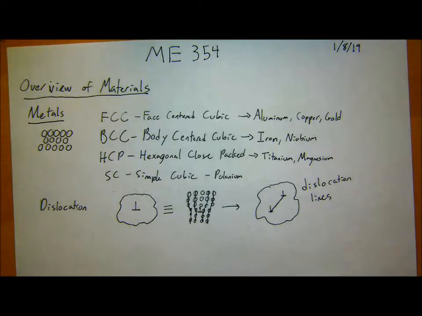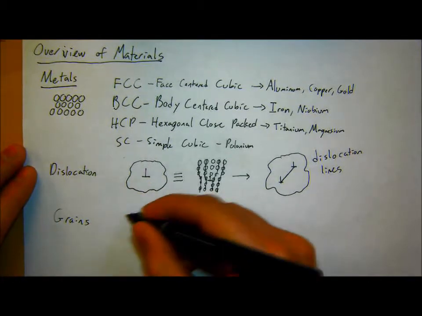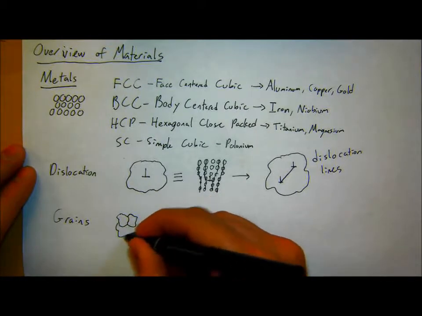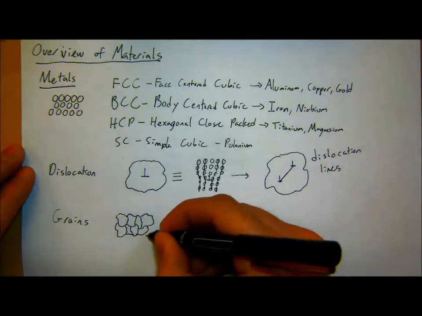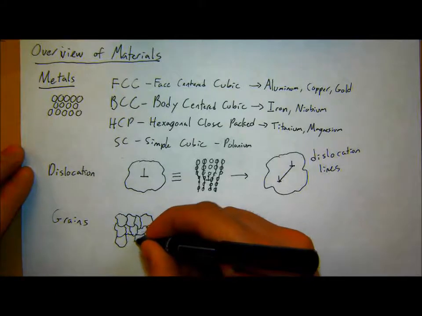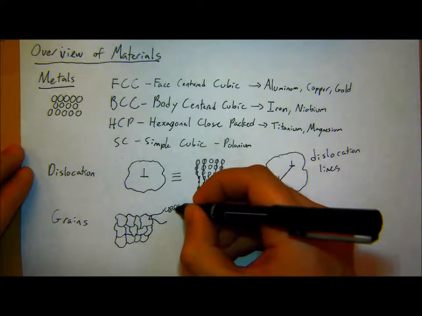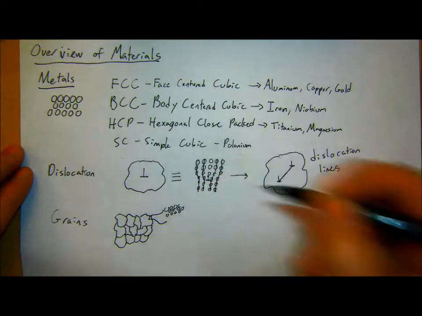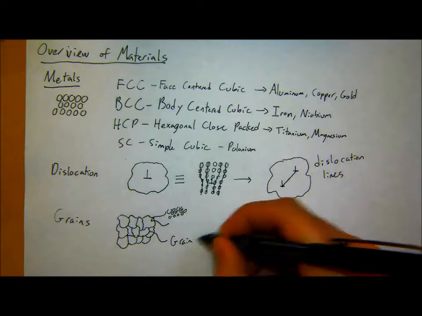But this is all for pure metals. Most of the engineering metals that you'll be working with, most of the ones that exist, are not pure single crystalline metals. What they instead form are grain structures. Grains. So you have a whole bunch of these metallic grains in a single material. I'm going to draw some stuff. Inside these grains, this is where your metal single crystal is. But between those grains, you have what's known as a grain boundary.